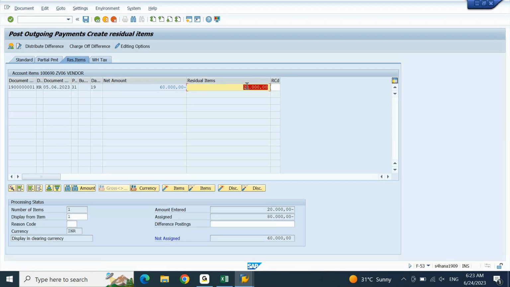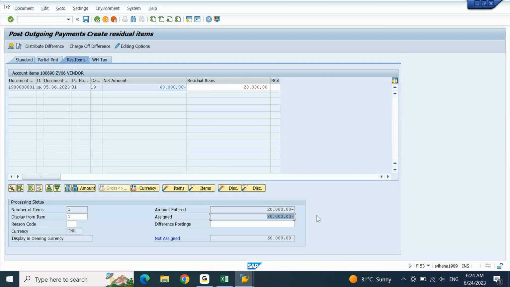If I ignore the warning message and press enter, even though I put 20,000, it is taking it as 80,000. Is this anywhere relevant to the payment that we are planning to do? No, this is nowhere relevant. These kinds of confusions are there in residual payment if you do not understand the concept. In residual payment, this will always work based on the balance amount.